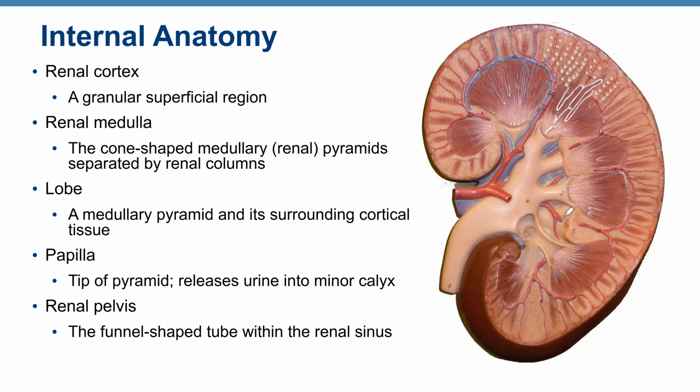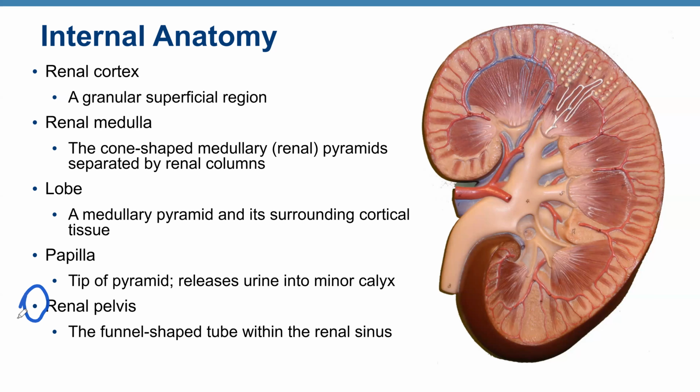Now the papilla is the tip of a pyramid that releases urine into the minor calyx. This structure is a tube that looks like a cup. This is called the minor calyx. Now, when we have 2 or 3 calyces that join together, we form a major calyx. So this is going to be a major calyx. You see here is one minor calyx, another minor calyx. When they come together, that's our major calyx. Sometimes we might have 2 or 3 minor calyces that form a major calyx.